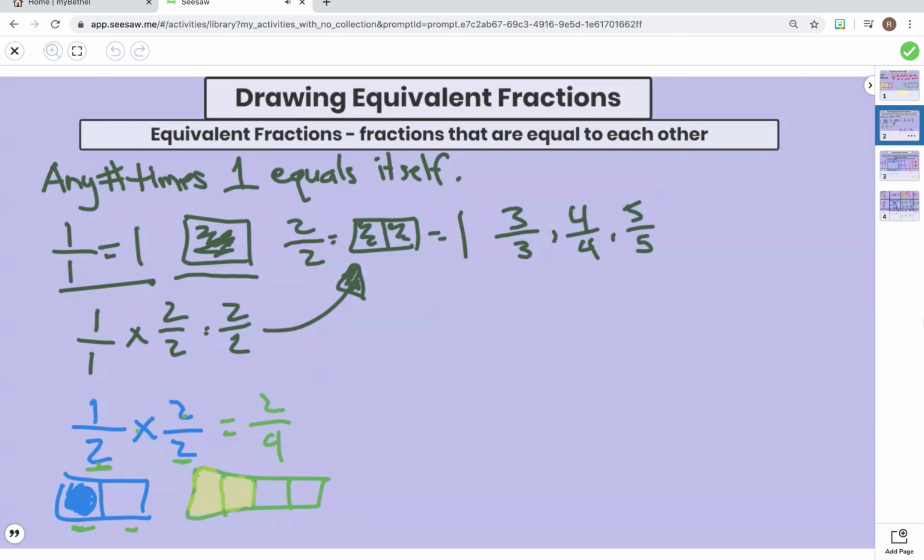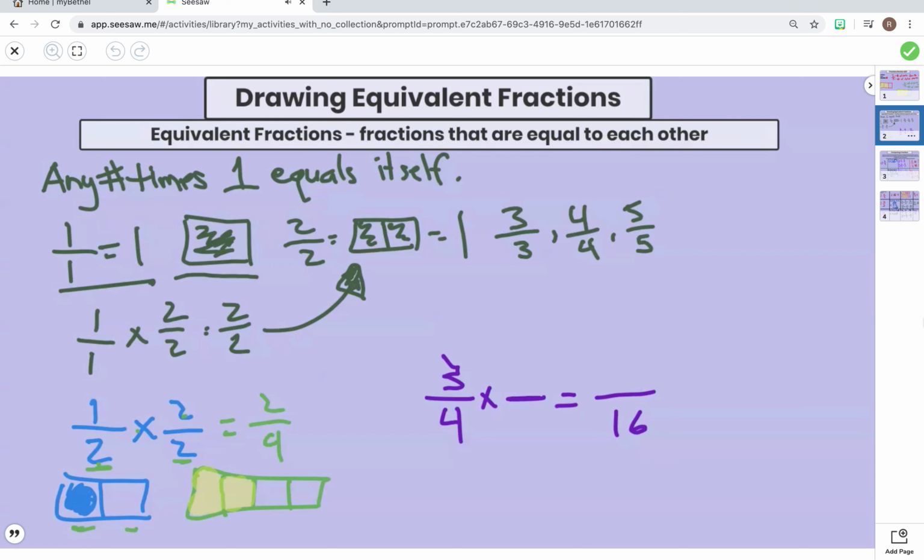So let's try another type of problem. And you might remember this. If I have 3 fourths and I want to see how many 16ths that would equal, we multiplied it by a certain number. So 4 times what will equal 16? Well, if you remember your facts for 4, we have 4 times 4 equals 16.